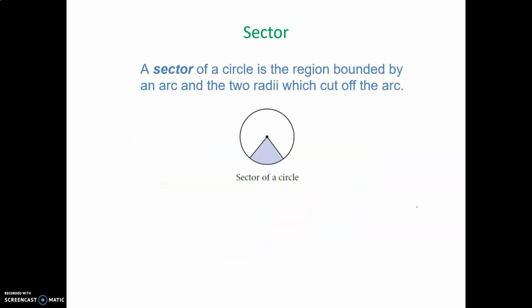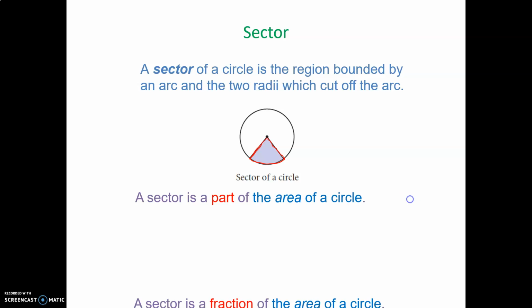A sector of a circle is the region bounded by an arc and two radii which cut off that arc. So that is the definition, and that is what it looks like. It looks like a piece of pie or a piece of pizza. When I look at that, I think a sector is not a whole circle, it is a part of the whole circle. So therefore, its area would be part of the area of a circle.